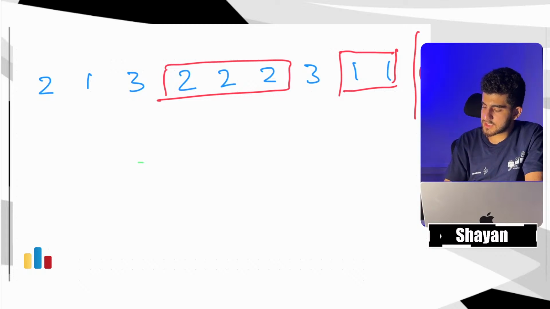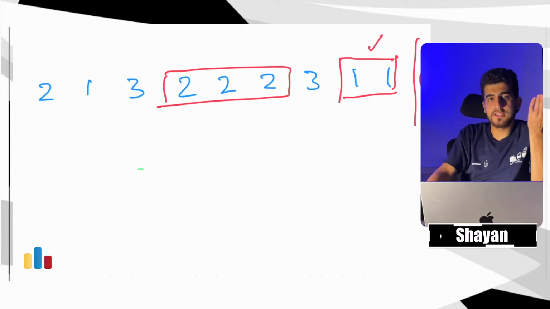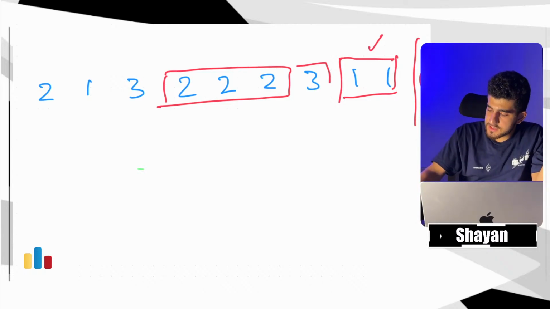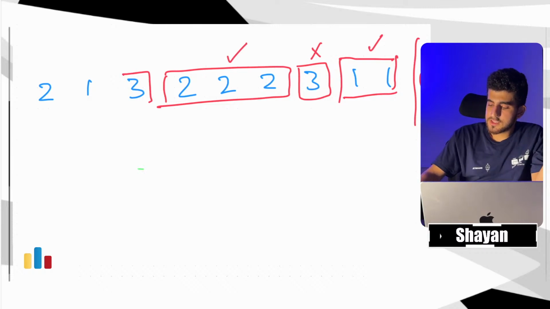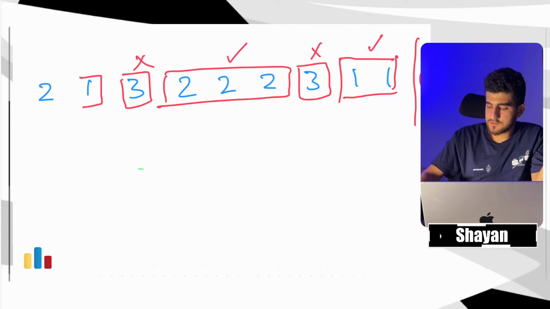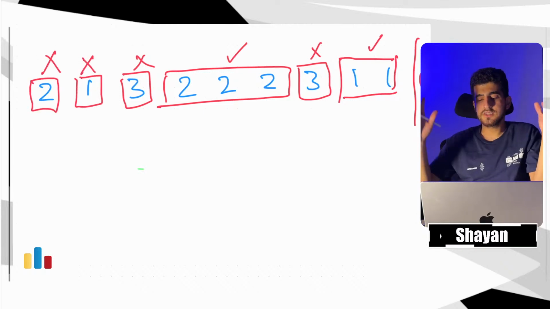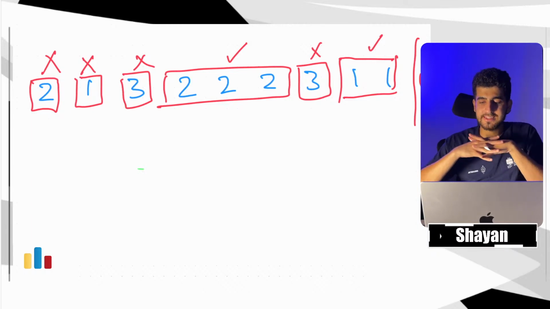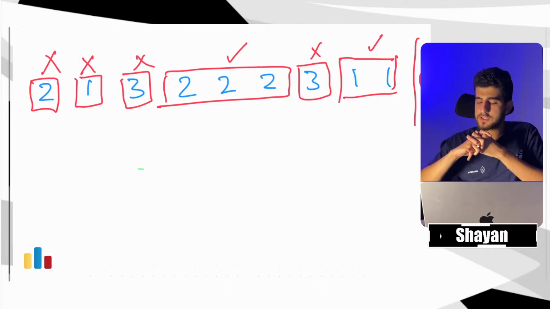So this block is a candidate to be merged by the future blocks. But this one is not. We can do nothing, nothing can be merged with this one in the future. This one is not, and this one is not. So for these ones, it is never possible to be merged.